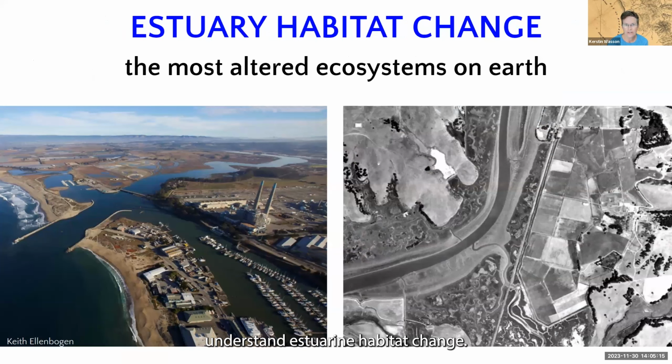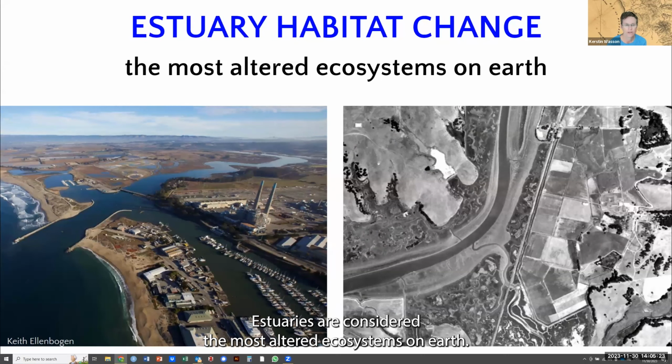So we need to understand estuarine habitat change. Estuaries are considered the most altered ecosystems on Earth. Again, with my Elkhorn estuary example, you can see hydrological alterations to the mouth, a harbor, a power plant, and farming. Here's some farm fields in former salt marsh in the last century, right near where the ESNER offices are.